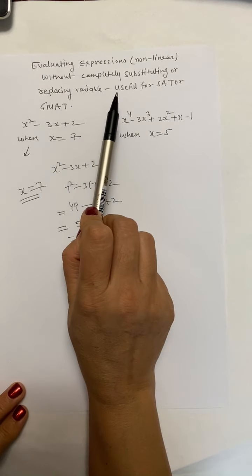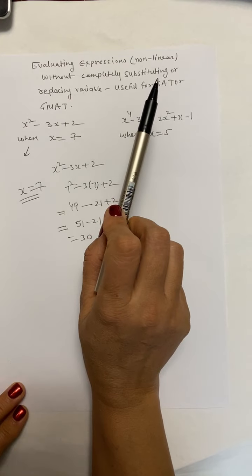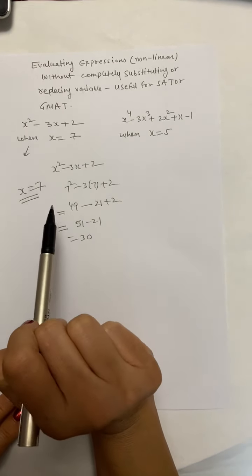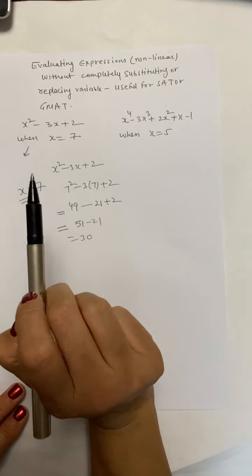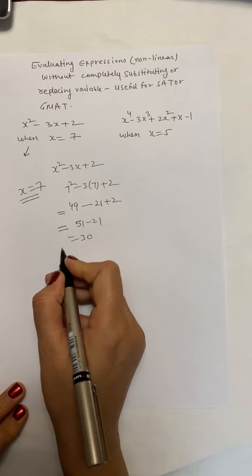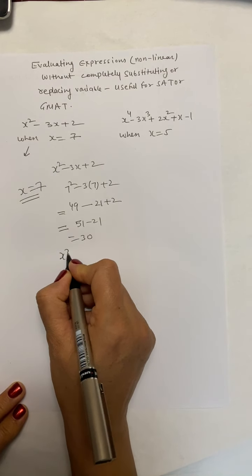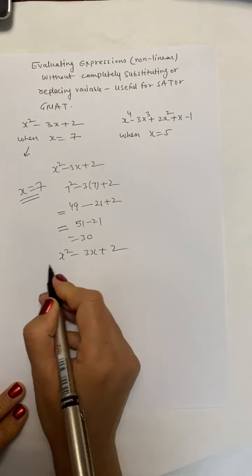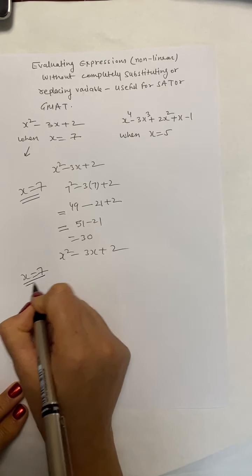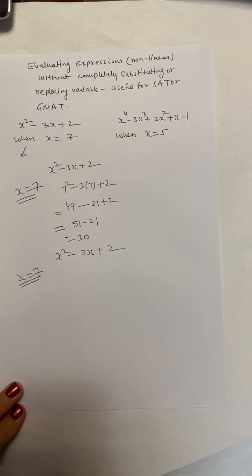And when you are competing for exams like the SAT or GMAT, you don't have that much time in your hands. So this trick is going to be very, very useful for that. So now, how do we use this trick? You rewrite x squared minus 3x plus 2. We are still substituting x by 7, but not completely.